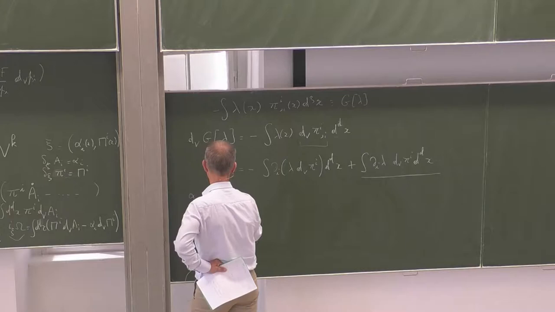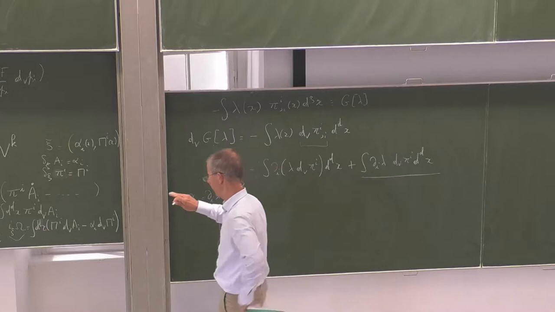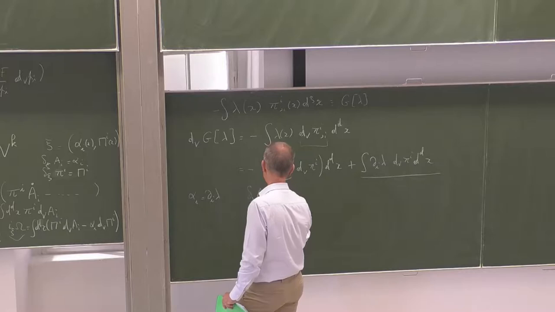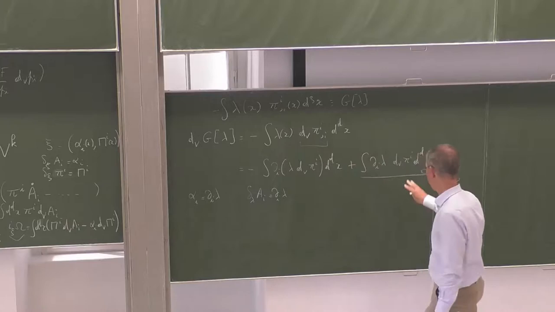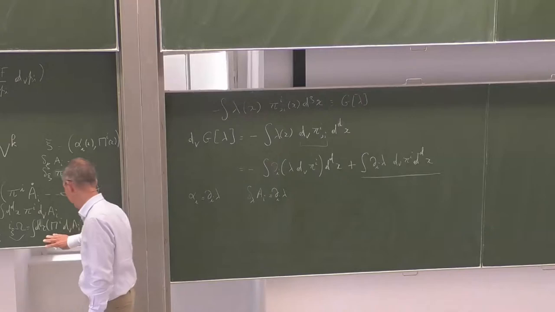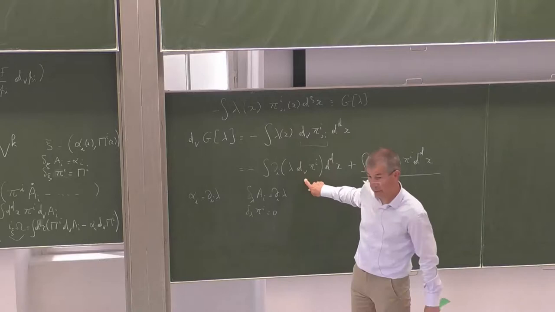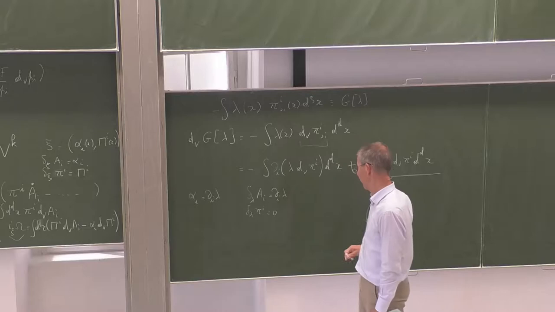So the variation under g of A^i, which is a different way to write delta lambda since it's parameterized by lambda, is d_i lambda. That's indeed a gauge transformation. But I don't have equality of that, even with a minus sign, and then pi^i is equal to zero, because I have an extra surface term. So I'm allowed to say that if and only if the surface term is equal to zero.